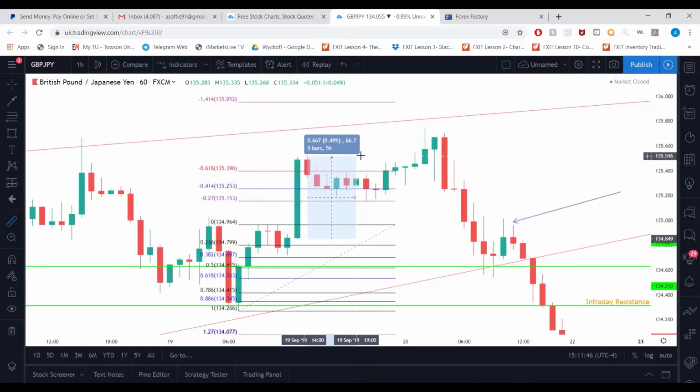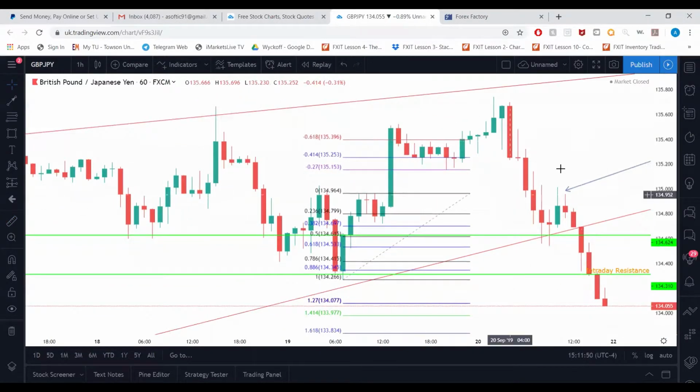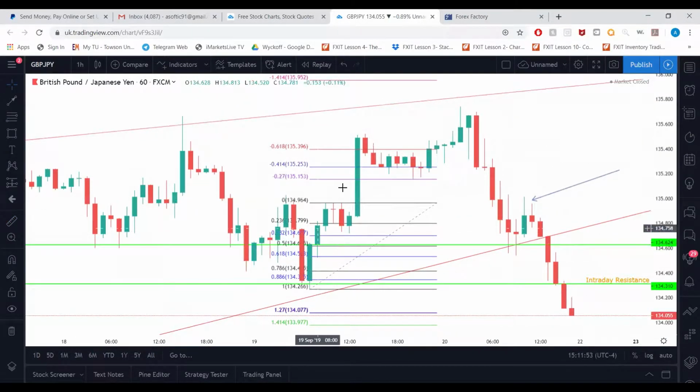66 pips again. It's really that simple. You just have to wait for the candle to show you. Why you don't enter here, right? Because it's bearish and you are trying to buy it. Remember, you enter on a bullish move, not against it.